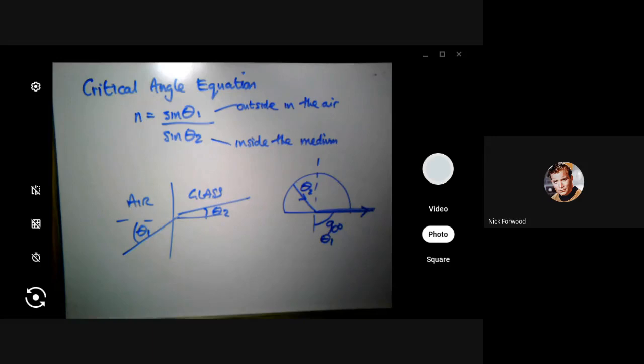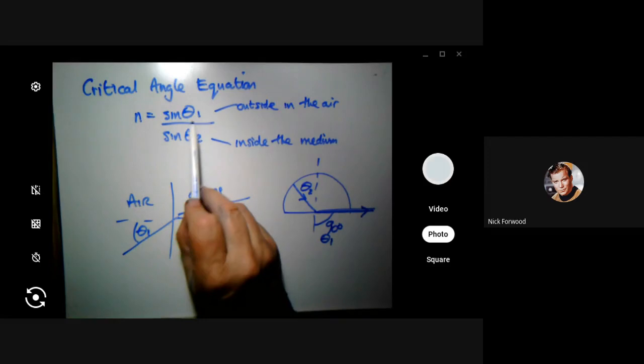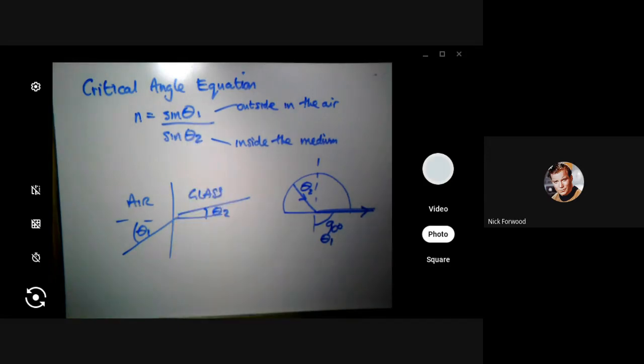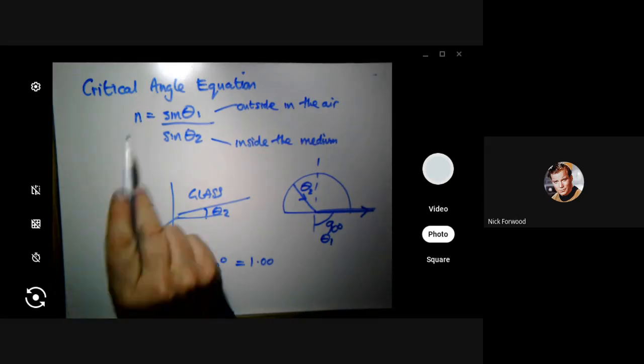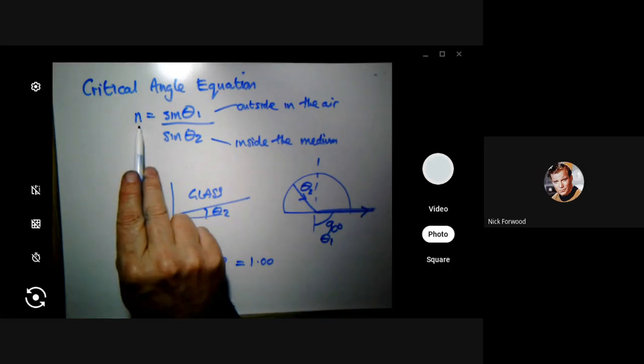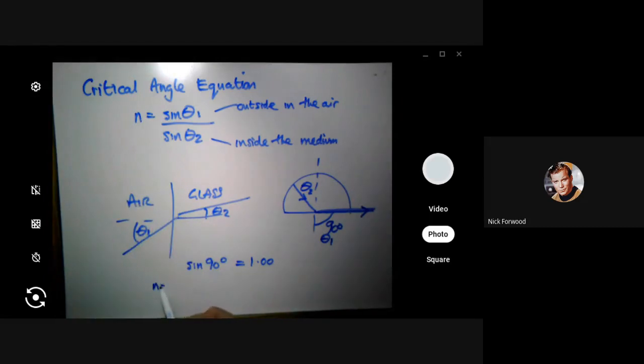Now, if you put 90 degrees into your calculator and take the sine of it, the sine of 90 degrees is equal to 1.000. It's just 1. So what I can do is take this formula here: n is sine theta 1 over sine theta 2. Sine theta 1 is equal to 1, because I've said that sine of 90 is equal to 1.